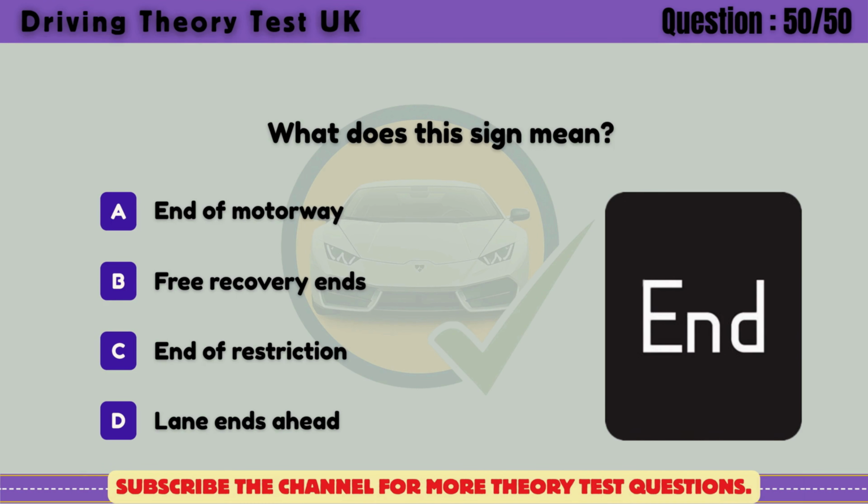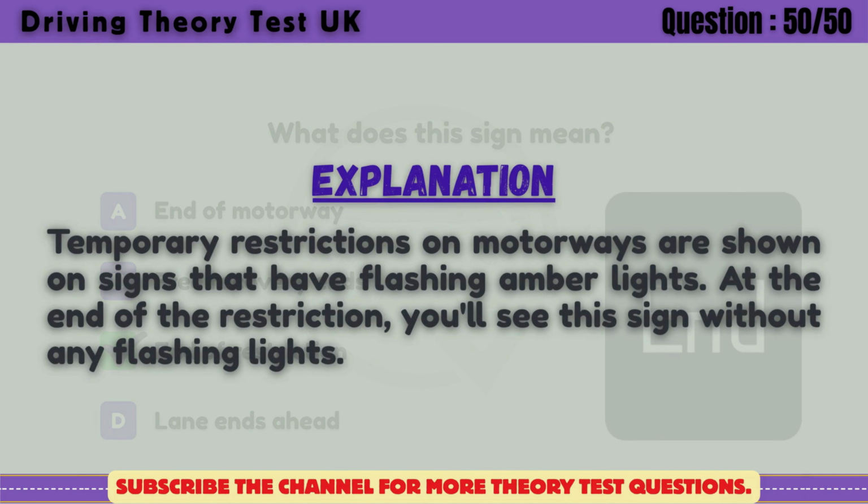Option A. End of motorway. B. Free recovery ends. C. End of restriction. D. Lane ends ahead. Answer is C. End of restriction. Temporary restrictions on motorways are shown on signs that have flashing amber lights. At the end of the restriction, you'll see this sign without any flashing lights.